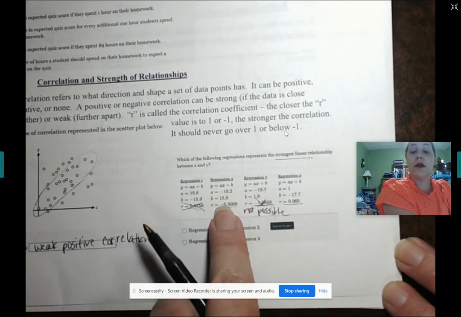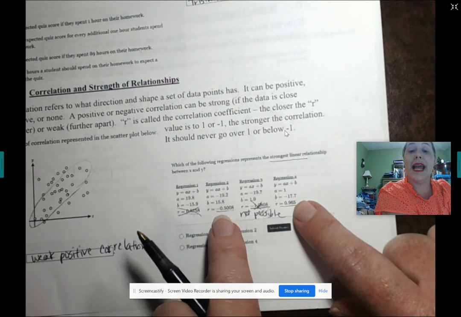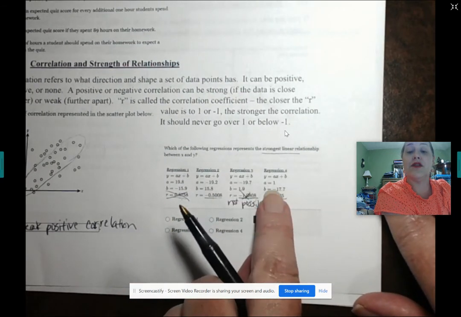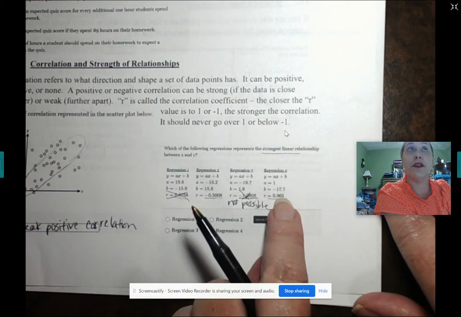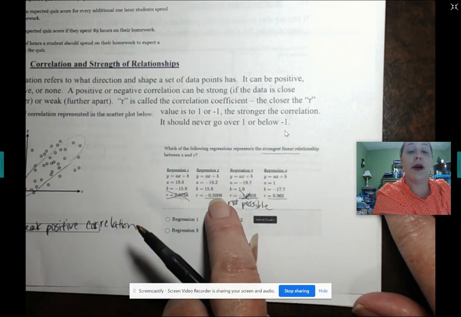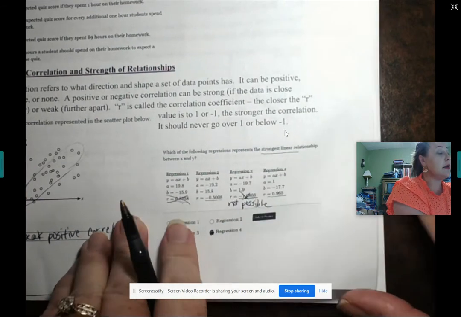So which one is closer to being a perfect +1 or a perfect -1 and be negative? And I believe it's this. This is the strongest correlation coefficient. It is closer to 1. This one is slightly further away from -1. So we're going to go with regression 4 as our strongest relationship.